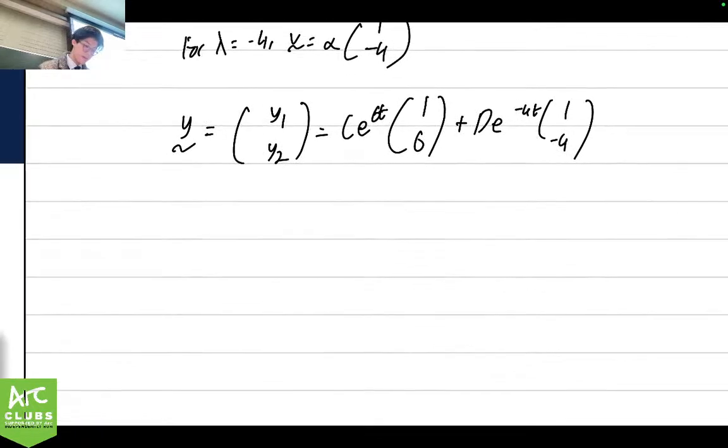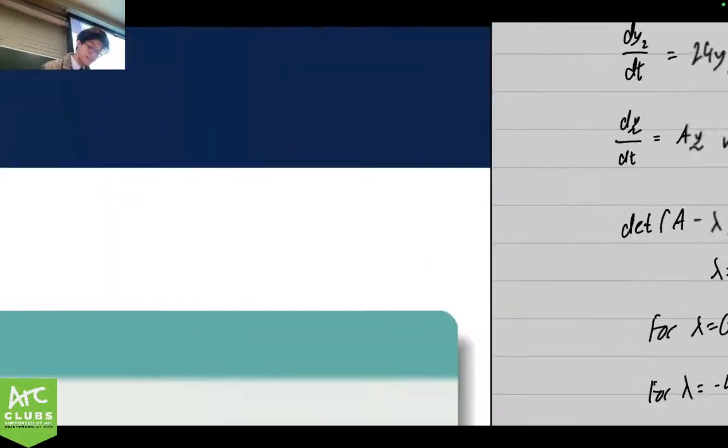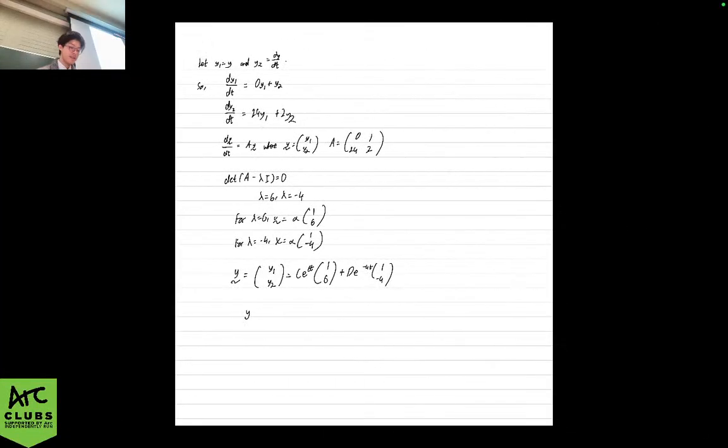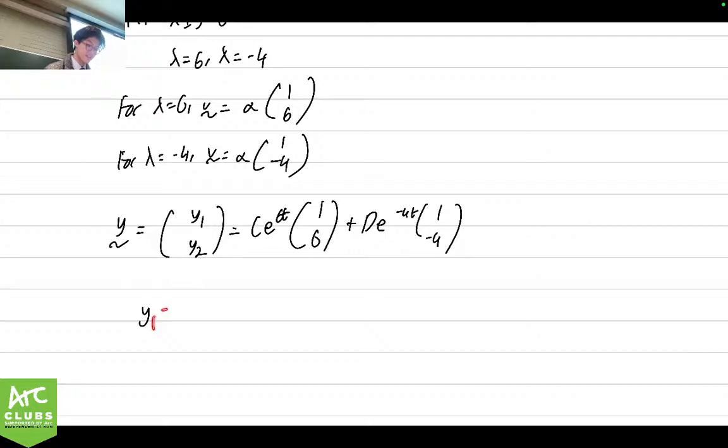And so, since we know that y is the variable we are trying to solve for in this differential equation, that means y1 is our solution because we set y to be y1, right? So the solution for y will just be the value of y1. So just equating that across, we'll have our general solution C e^6t plus D e^-4t, because we set y to be y1.